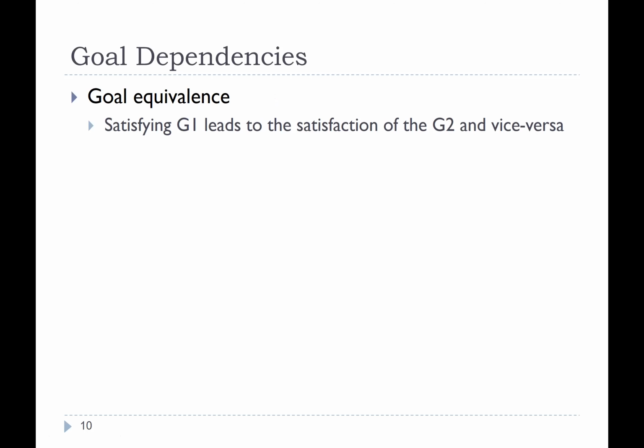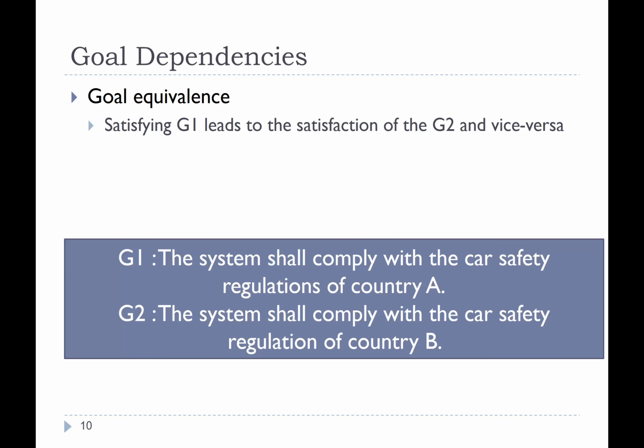Next up, we have something called goal equivalence. It could mean I'm having two different goals, but the work that I'm going to do to satisfy one is basically the same work that I'm going to be doing to satisfy the other. So, the system shall comply with the car safety regulations of country A. Another goal would be the system shall comply with the car safety regulations of country B. And it could be that the car safety regulations of country A are exactly the same as country B. So you do one, you do the other one.